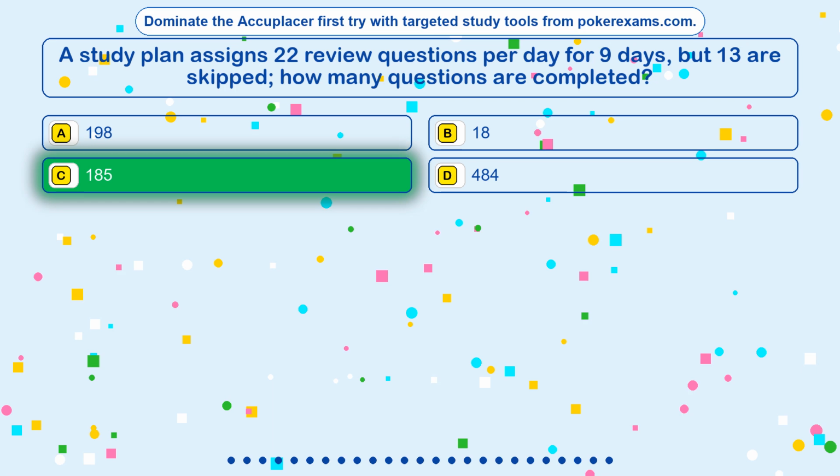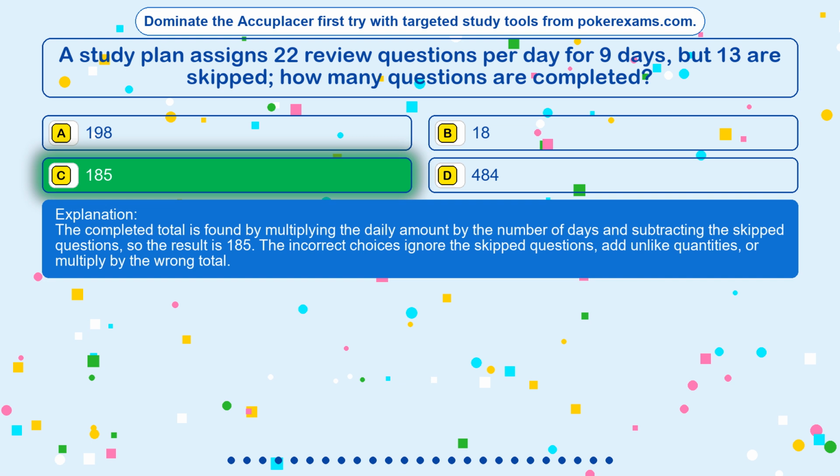The correct answer is option C, 185. The completed total is found by multiplying the daily amount by the number of days and subtracting the skipped questions, so the result is 185. The incorrect choices ignore the skipped questions, add unlike quantities, or multiply by the wrong total.